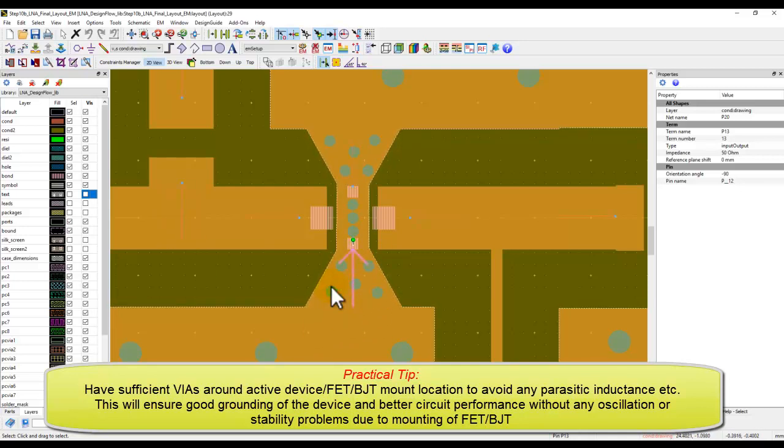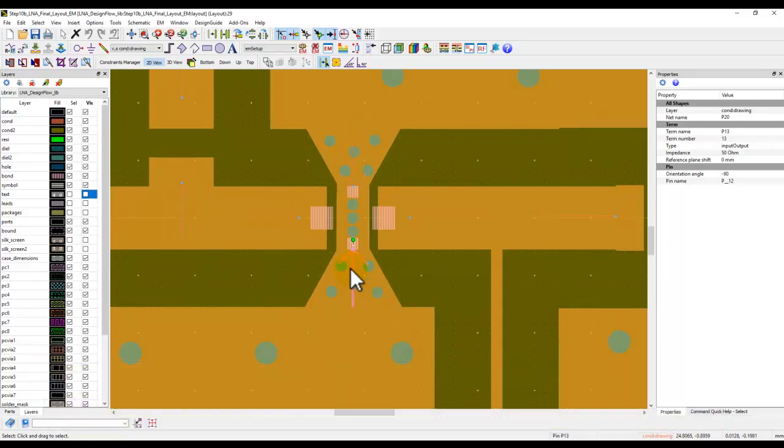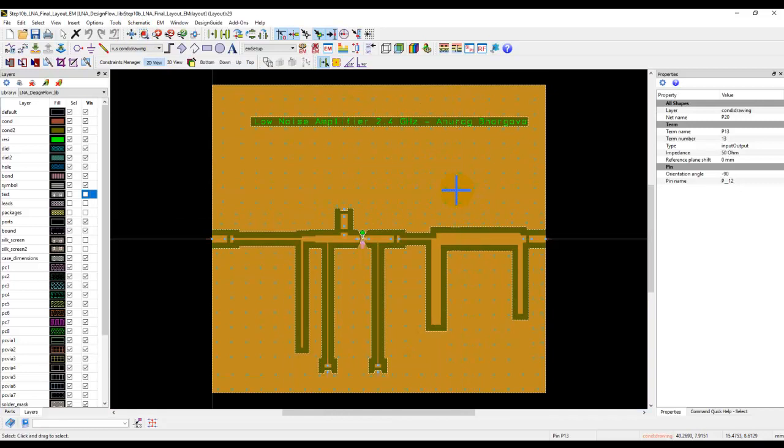So that's why I prefer to have more via holes around the FET device, to make sure that even if there is some parasitic inductance, it gets divided by a factor of n due to multiple via holes. This will give you a lot of advantage when you do these kinds of designs, and you will see that just now when I show you this fully integrated EM simulation performance.